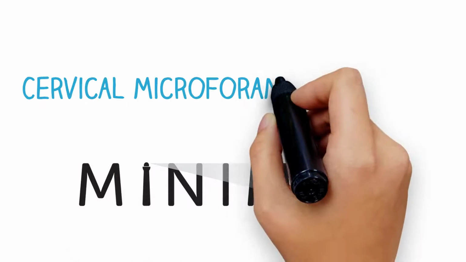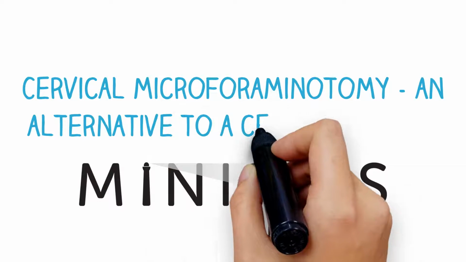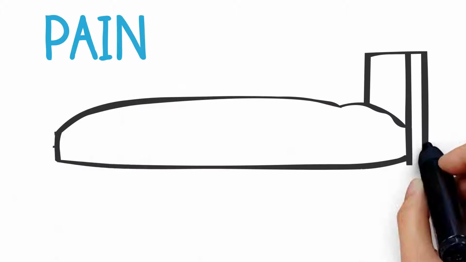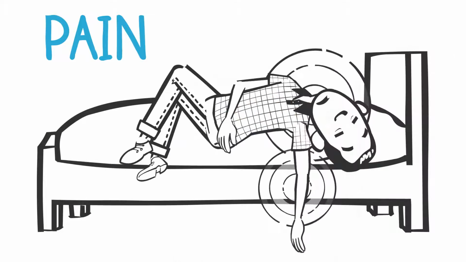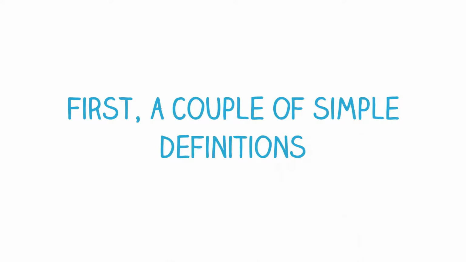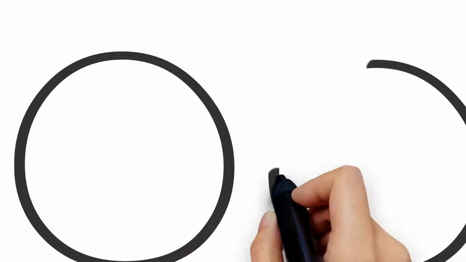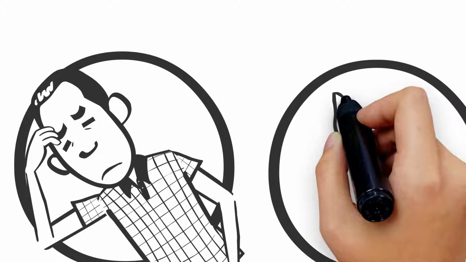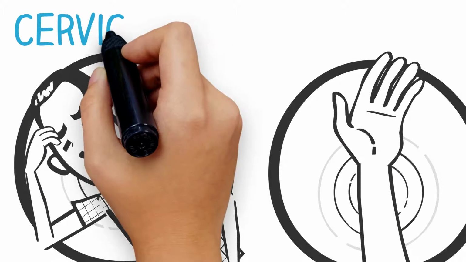Cervical microforaminotomy, an alternative to a cervical fusion. Let's talk about neck and arm pain caused by a herniated disc. First, a couple of simple definitions. The medical term for neck and arm pain caused by a herniated disc is cervical radiculopathy.